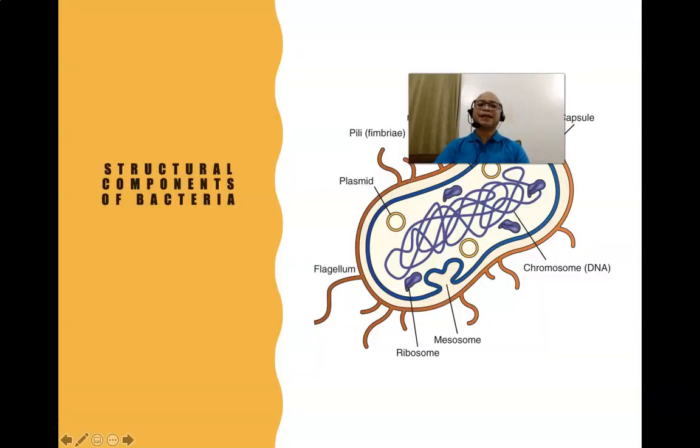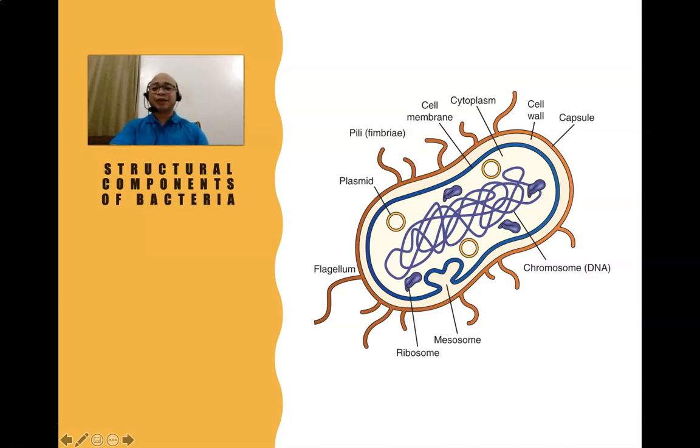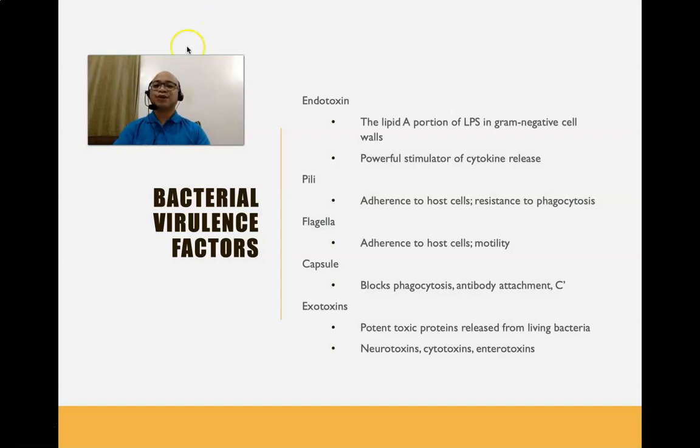There are several parts of the bacteria, since we're talking about serologic detection of bacterial infection. Let us familiarize ourselves with some of the basic structures of the bacteria that may contribute to its virulence. One of them would be the endotoxin. Remember that not all bacteria are capable of producing endotoxin. Endotoxin is synthesized in the cell wall of gram-negative bacteria. Chemically, endotoxin is made up of lipid A, a portion of lipopolysaccharide in the gram-negative cell wall.